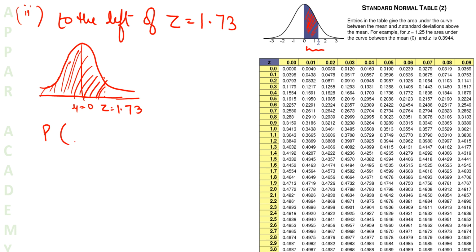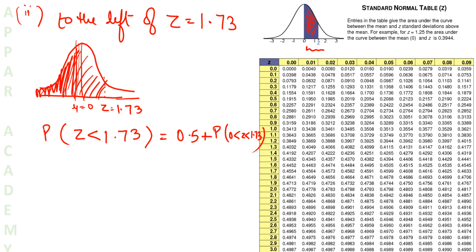So the probability that z is less than 1.73, right? This is so simple. We all know that the area towards the left of 0 is 0.5, as we have seen in the property, plus the probability that z lies between 0 and 1.73, right? So basically this region plus this region will give us the probability. So this is 0.5 plus the probability between 0 and 1.73. How will we see it?